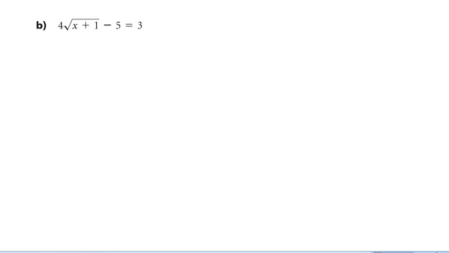Okay, so restrictions this time are a little bit different. We're going to have x plus 1 has to be greater than or equal to 0. So to find out what's going on with x, we'll subtract 1 from both sides, and we get x is greater than or equal to negative 1. So here's our restrictions. x is greater than or equal to negative 1. And now I can start solving this.